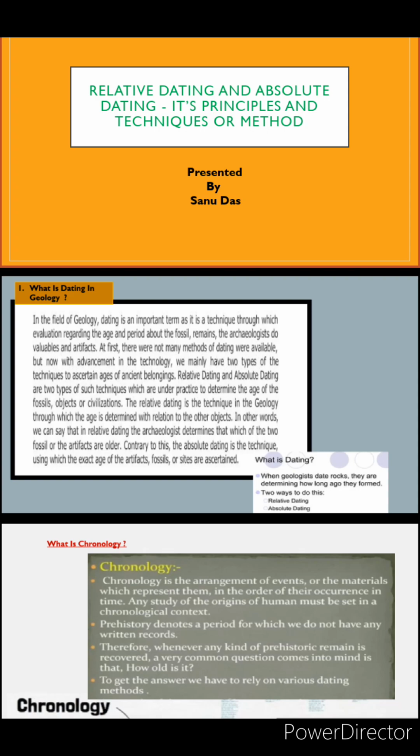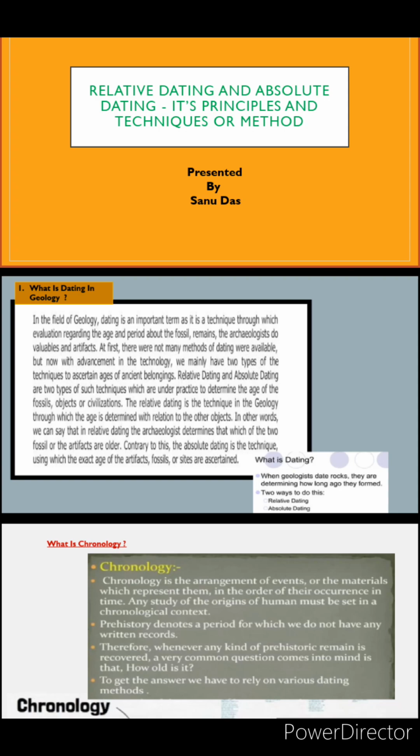In other terms, when geologists date rock, they are determining how long ago it formed. So we find out the age of the rocks, or in which period the rocks were formed. This term in geology is called dating.